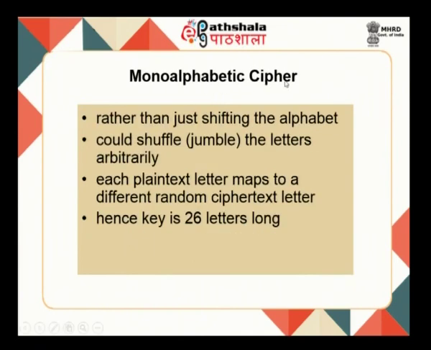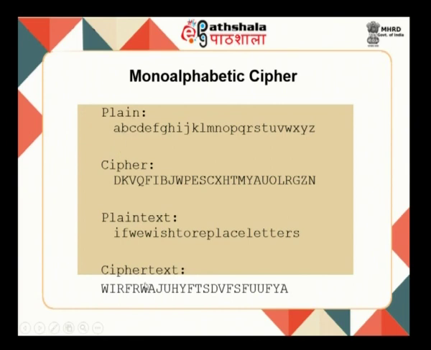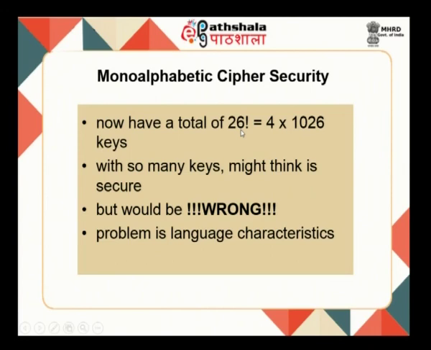In a monoalphabetic cipher, rather than just shifting the alphabet, it shuffles the letters arbitrarily. In Julius Caesar's cipher he employed a shift of 3, but in a monoalphabetic cipher you can use any shifting. So the number of combinations is the permutation of 26, which is about 4 times 10 to the power 26 keys. It is very difficult, but it can still be broken easily because of problems with language characteristics, which we will discuss under cryptanalysis.